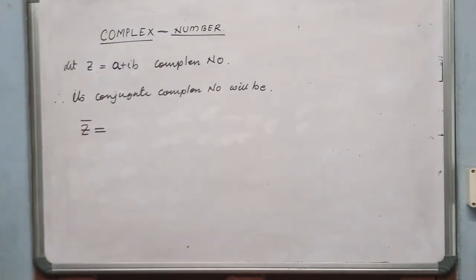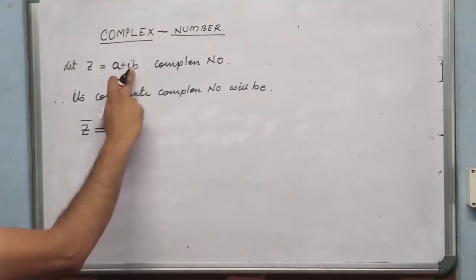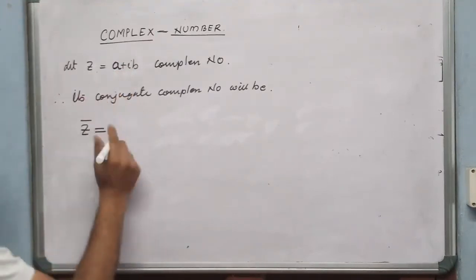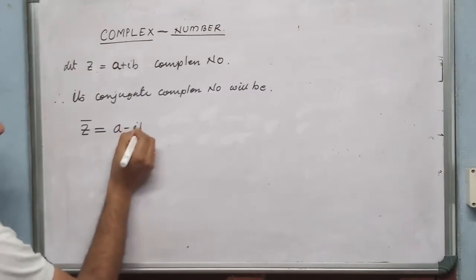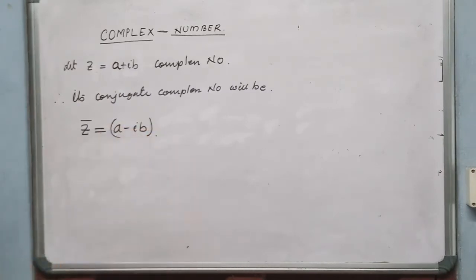How to calculate the conjugate? You just have to change the sign of the imaginary part. Now what is the sign of the imaginary part? Over here, its conjugate will be a minus ib. This one will be the conjugate of a complex number. That was the property of conjugate. Now next, another important property that we'll discuss today.